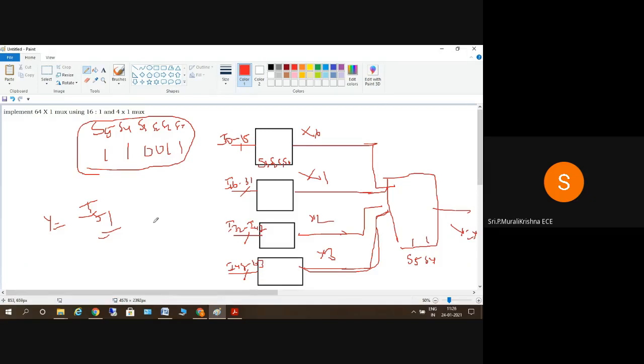Or else, I'll just give a number: how many 4:1 multiplexers are needed in order to construct a 16:1 multiplexer? So what is the answer? How many 4:1 multiplexers are needed to construct a 16:1 multiplexer? We need 5. Yeah, 5. So 5 4:1 multiplexers.